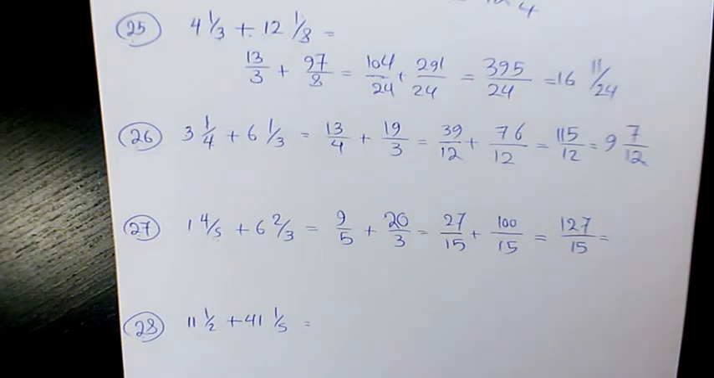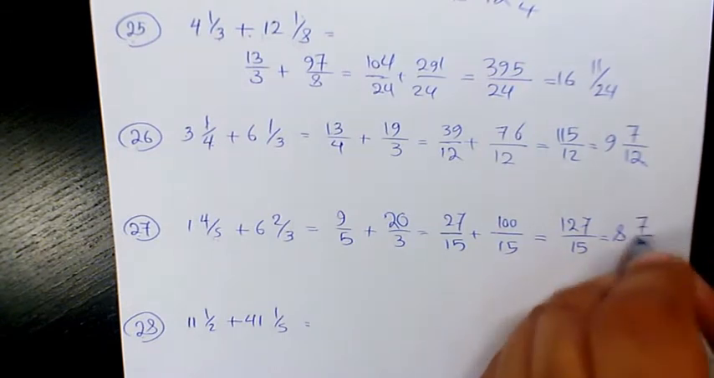127 divided by 15 is going to be 8.46. So we have 8 out. 8 times 15 is going to be 120. That's going to be 7 over 15.